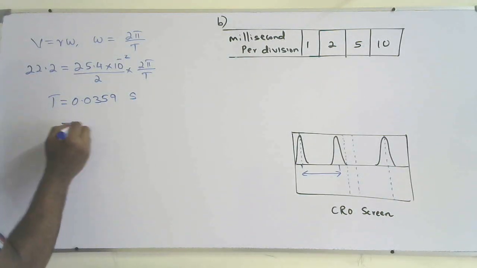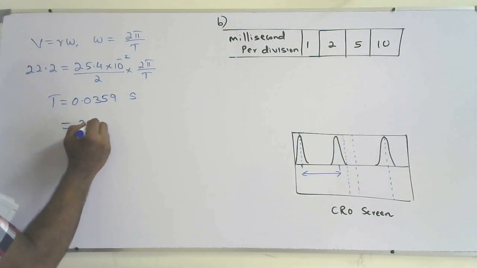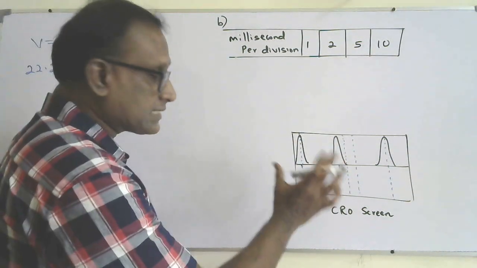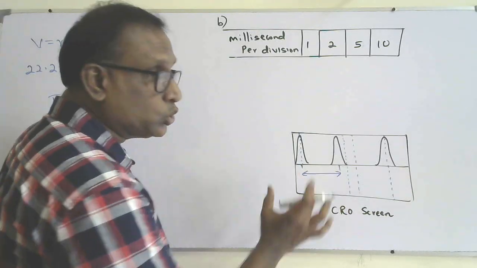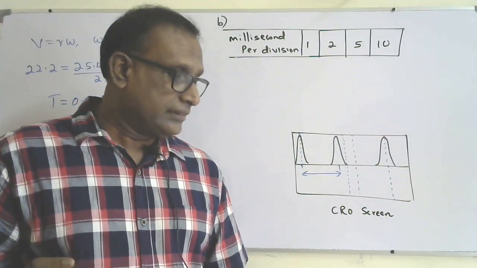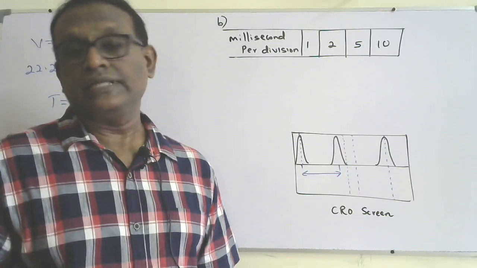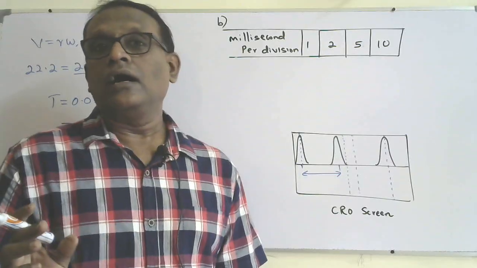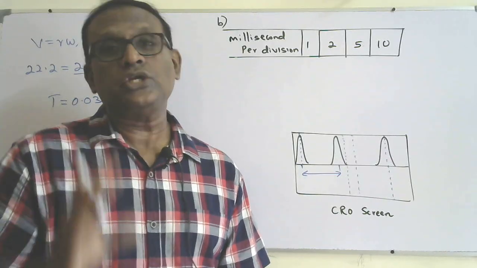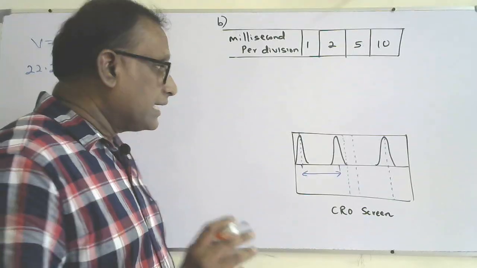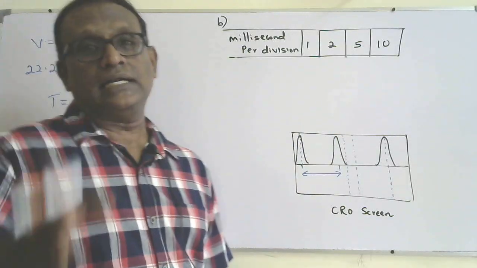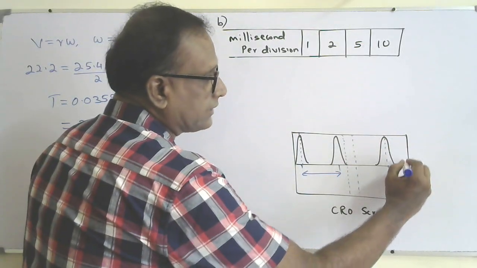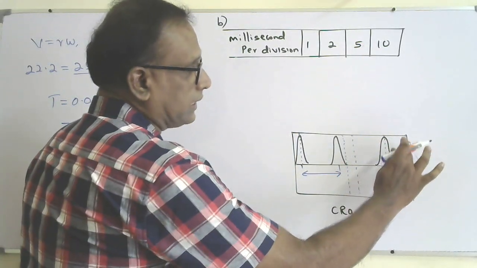So I'll convert to milliseconds, that will be 35.9 milliseconds. So the time interval on the screen between two adjacent pulses must be 35.9 milliseconds. But at the same time, I should see only two pulses, not more than two. They are also saying we should see two full pulses, so we can't have a pulse with only half of it showing. We have to see the full pulses, right?